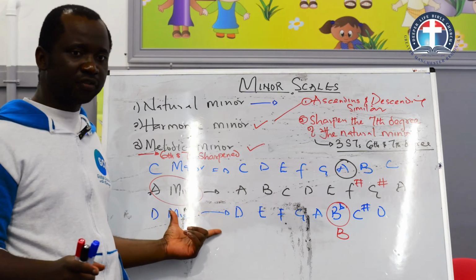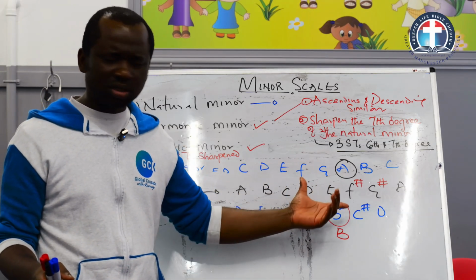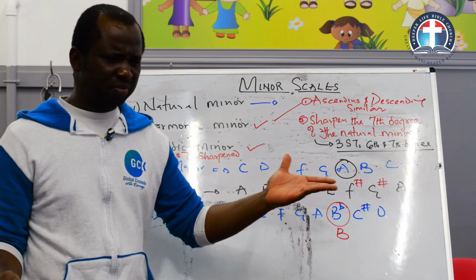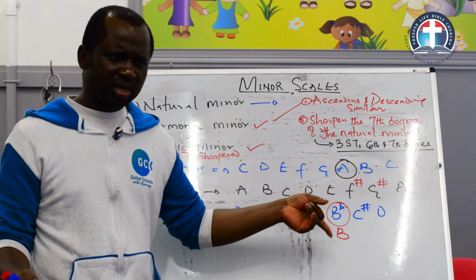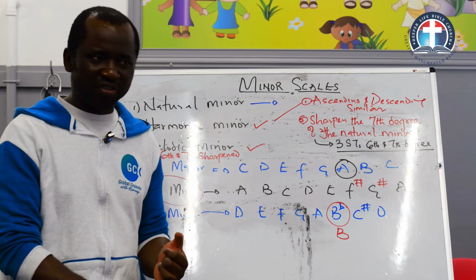In this case it is F. So I should see a B flat if it is harmonic. I should see it, but now that I'm not seeing a B flat, I'm just seeing B, B, B, that means they must have sharpened. So this is melodic.